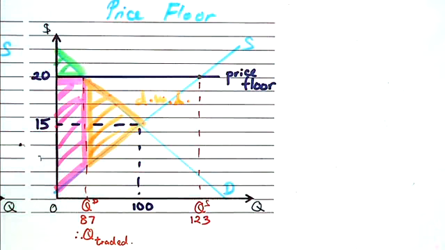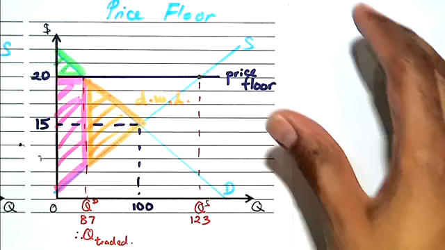Okay. That's easy stuff, so let's quickly go to taxes and subsidies so we can spend a bit more time on that.